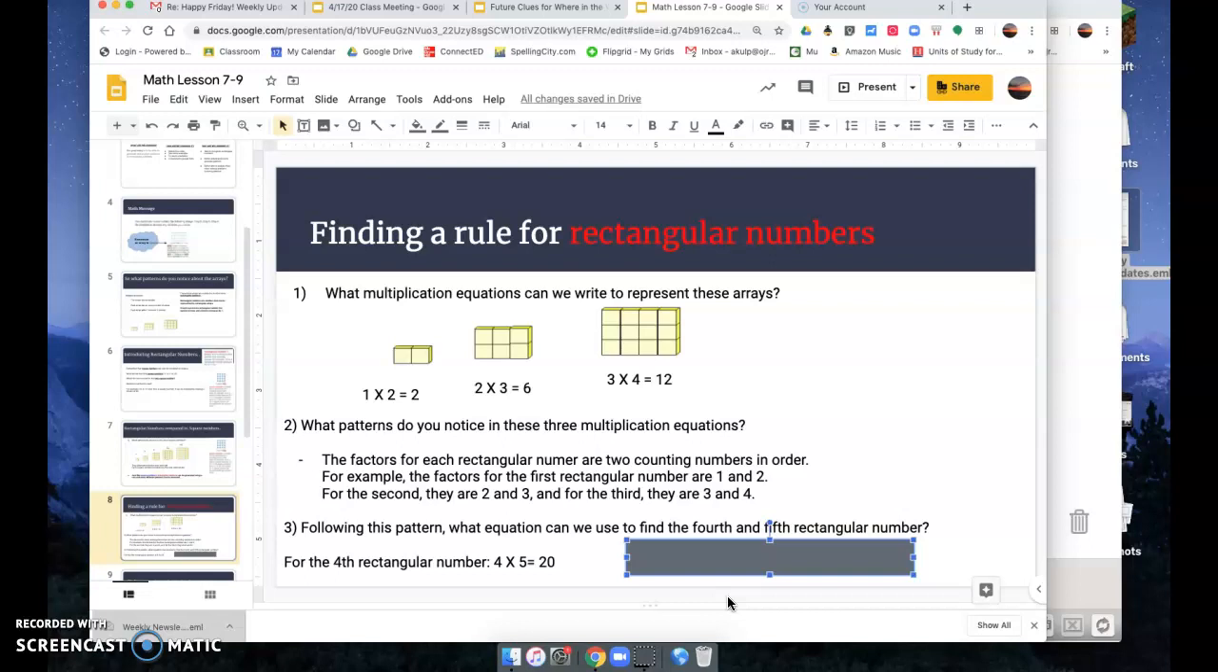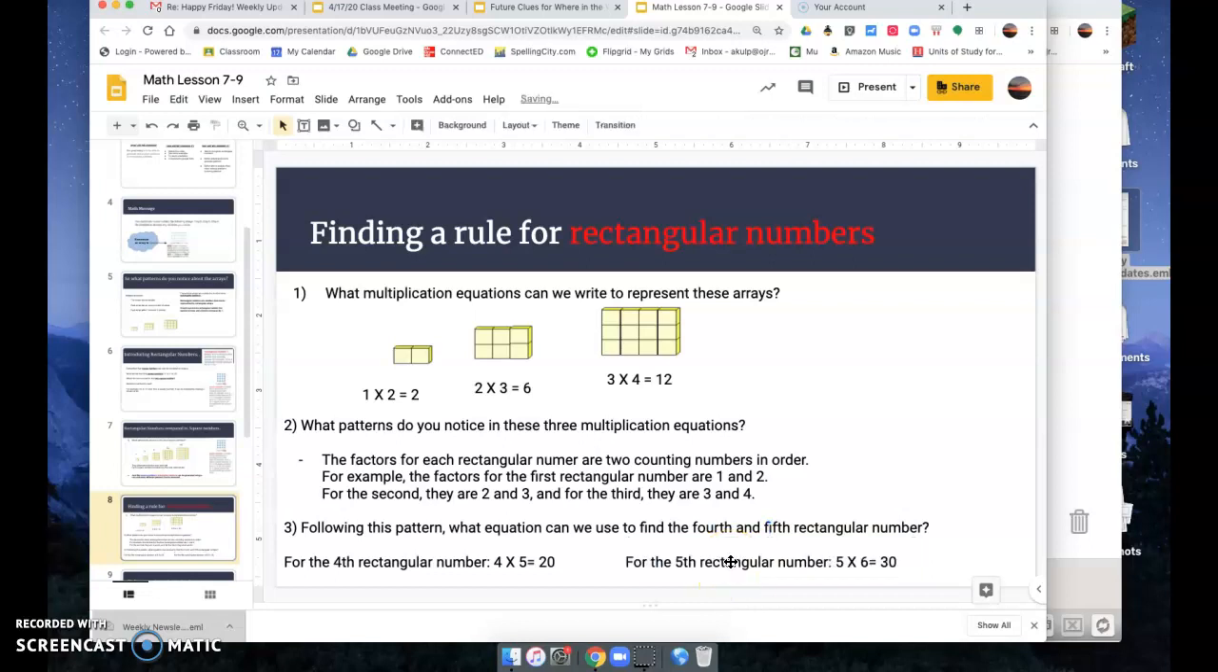To find the fifth rectangular number, stop and think. Fifth rectangular number. What would the two factors be? Well, if it's the fifth one we're looking for, 5, and what would be the next counting number? 6, yeah, you are right. 5 and 6, 5 times 6 equals 30. 30 is our fifth rectangular number, because we can take 30 cubes and make an array that would take the shape of a rectangle.